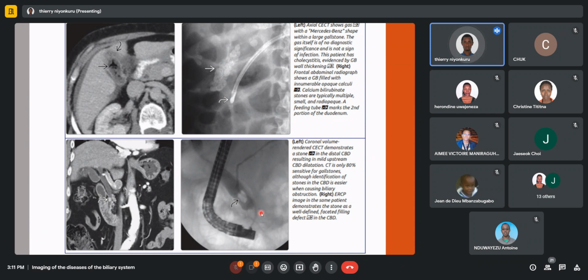On this MRCP post-contrast injection, you can see that there is this well-defined filling defect with the surrounding contrast, which shows that it is a stone which is not getting contrast, and the contrast surrounds the stone in the common bile duct.